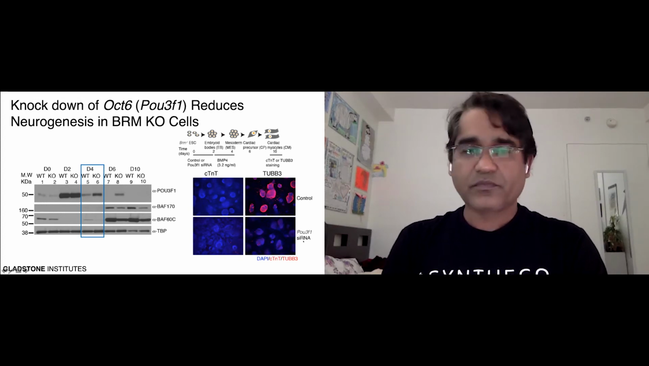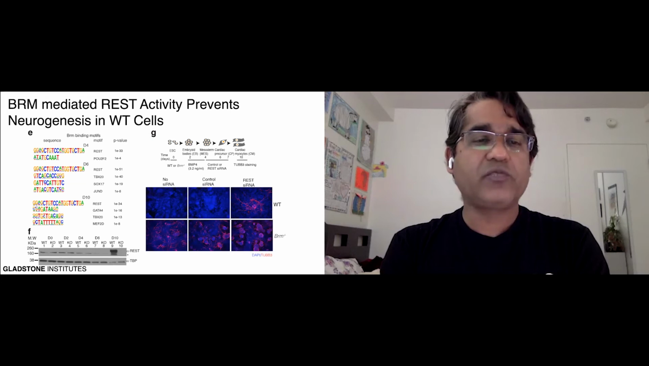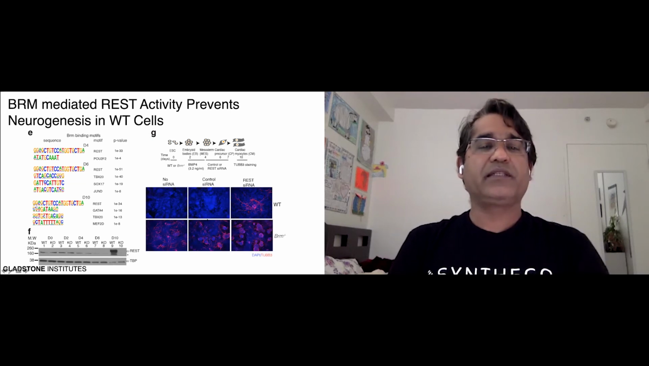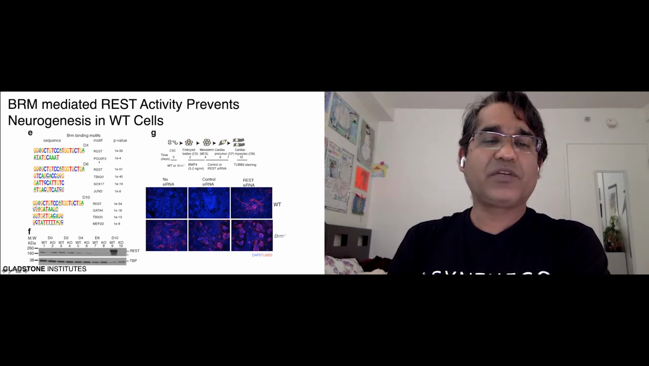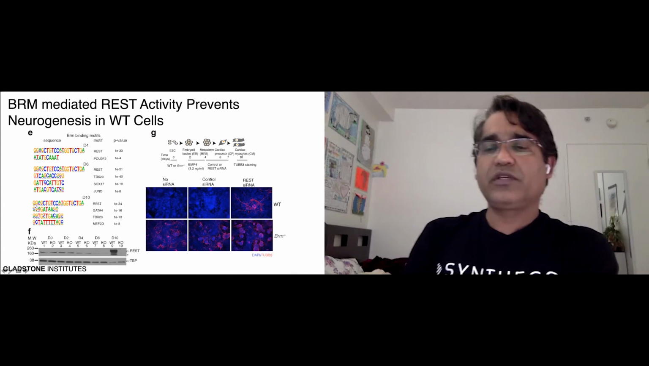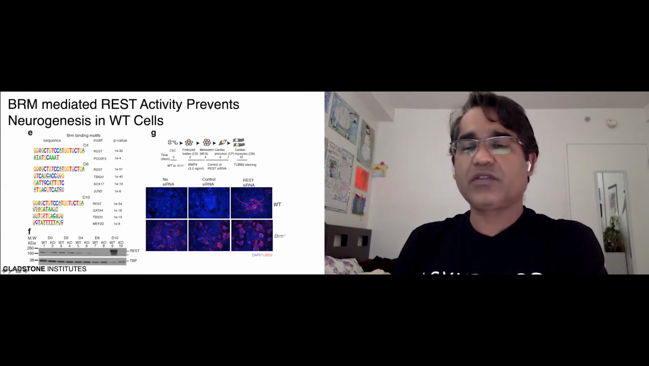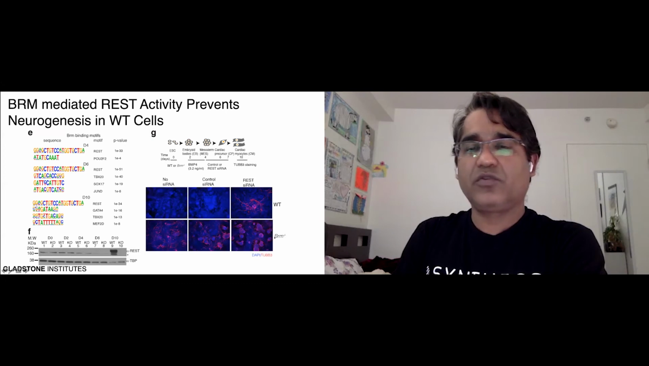We did BRM ChIP to find out where it binds, and when we looked at what motifs are enriched at the BRM binding sites, we found consistently REST motifs in day 4, day 6, and day 10 stages. REST is not expressed earlier, it's expressed only at day 10, and in KO, that expression is gone. And here we are doing REST knockdown in wild type cells and KO cells. In BRM KO cells, REST knockdown does not do much.